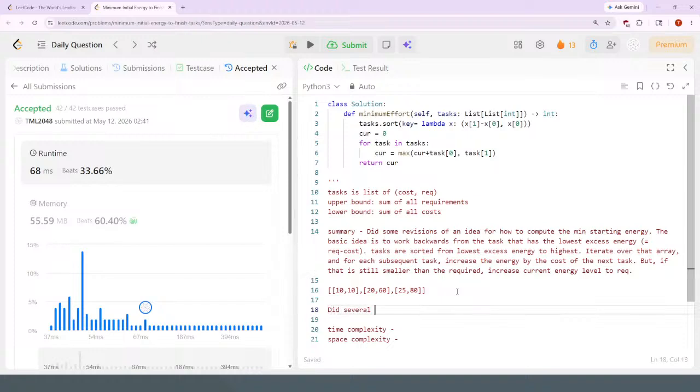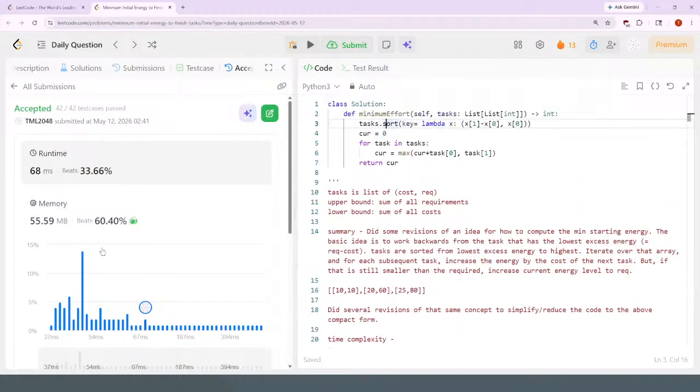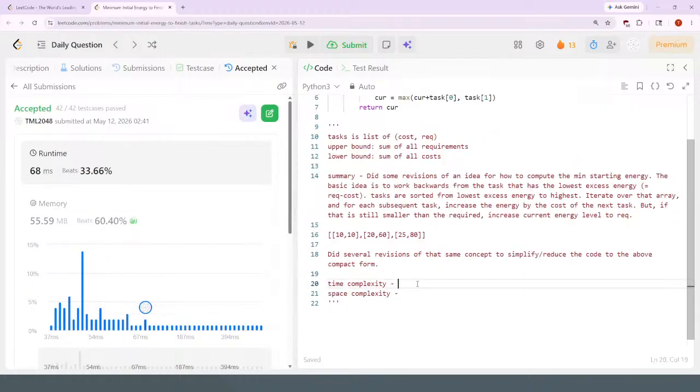Did several revisions of that same concept to simplify, reduce the code to the above compact form. Previously I created a separate tuples array where the tuples have this excess value, but you can just use a sorting key on an in-place sort of the task array to do the same deal. I don't know how to do the other faster ways. I don't know what they do.